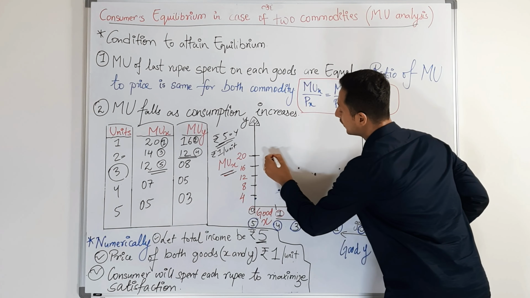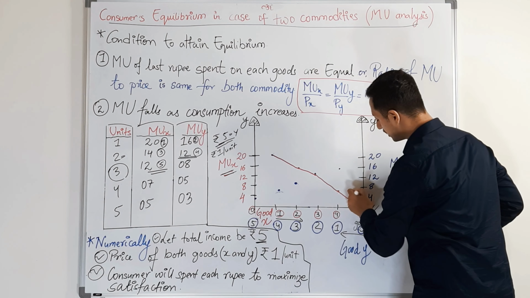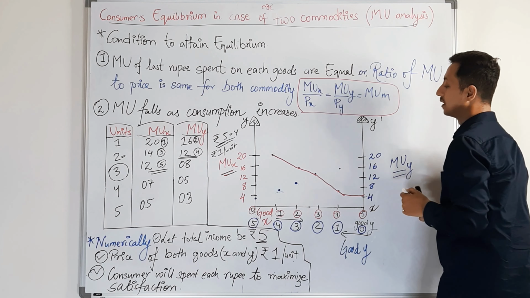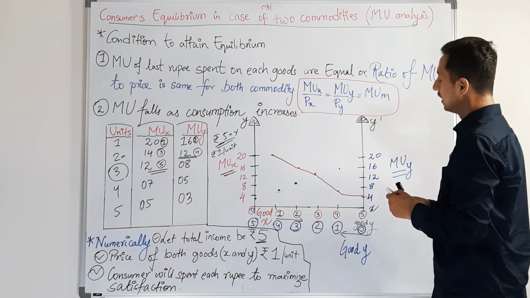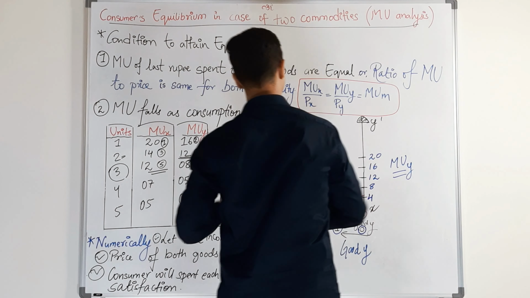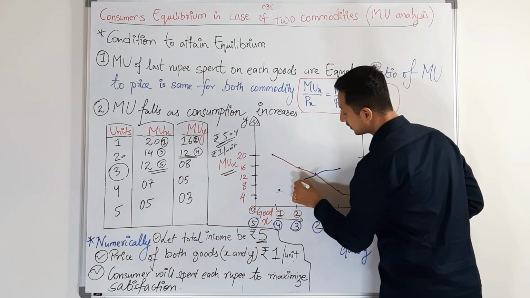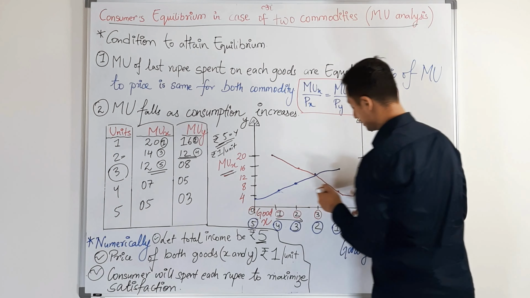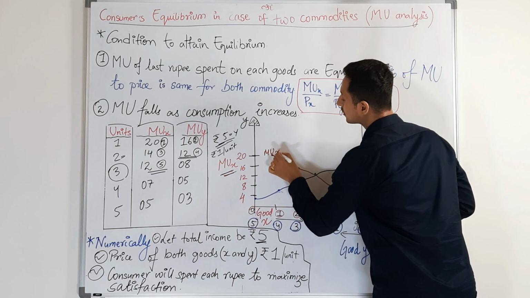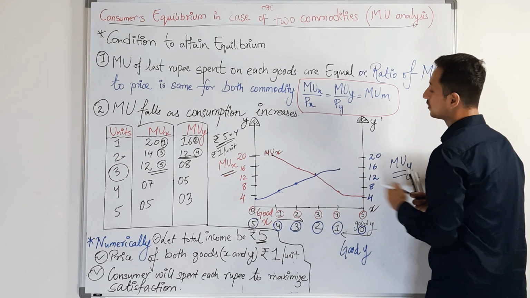Now we connect all these points. First the marginal utility of X with red ink. Then the marginal utility of Y we'll mark with the blue pen. It starts from here, intersects here, and ends here. So this is the marginal utility of X, and this is the marginal utility of Y.